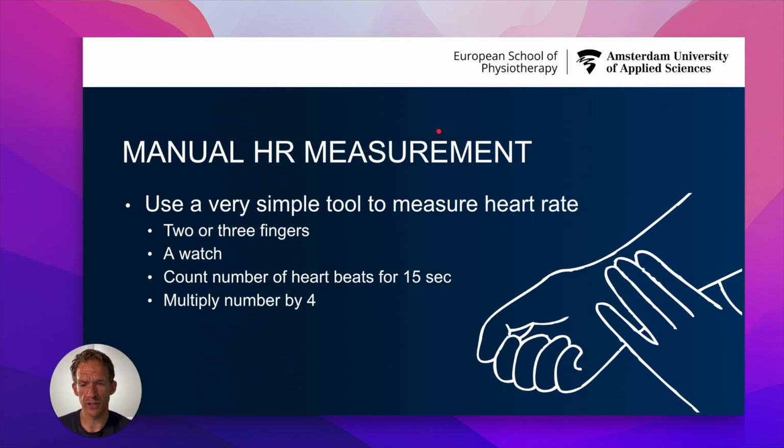Sit back and relax and try to take the pulse with 2 or 3 fingers, and then just count for 15 seconds how many heart beats or how many pulses you can actually detect. Multiply the number by 4 to have an idea of your heart rate at this moment.